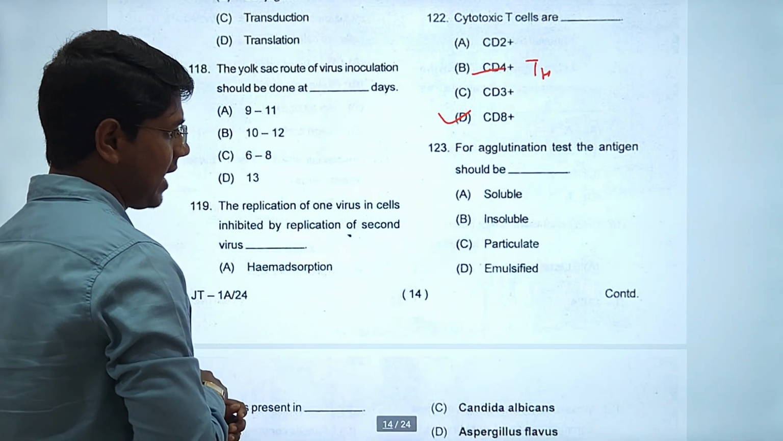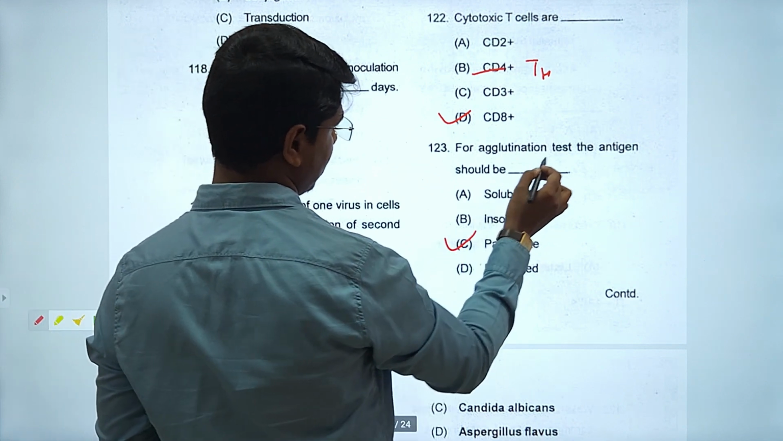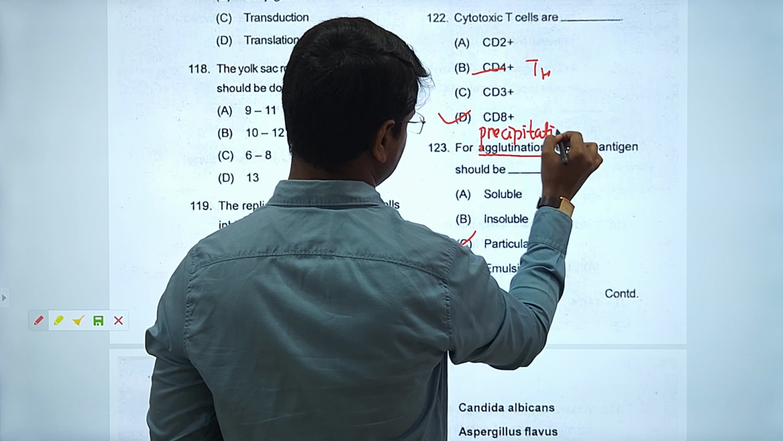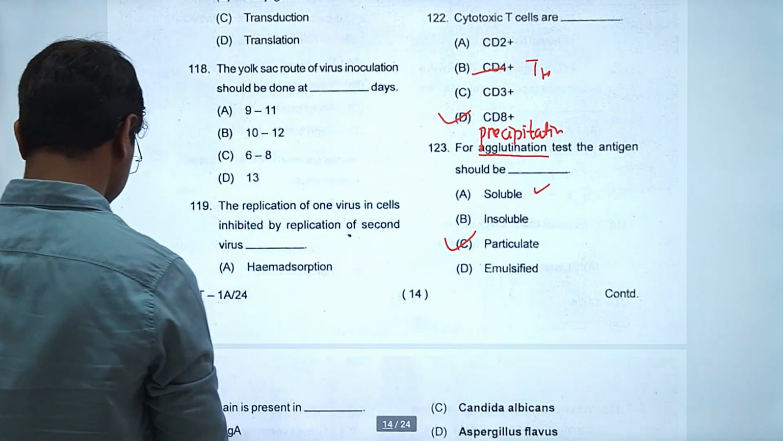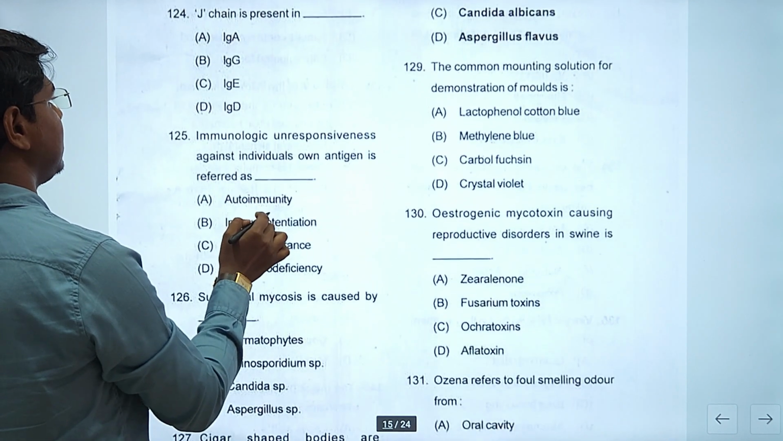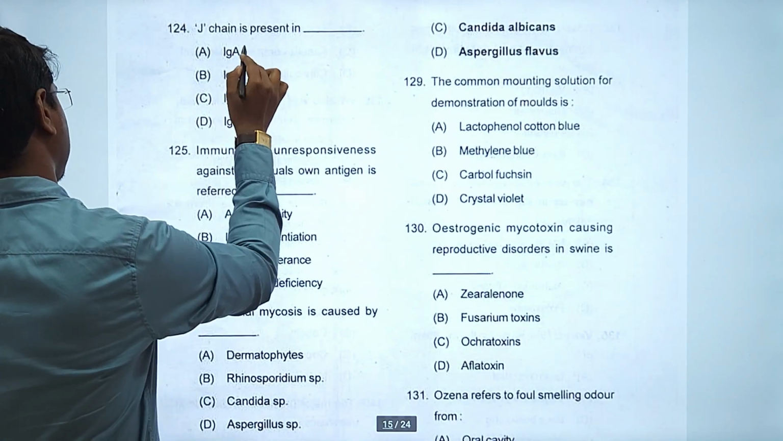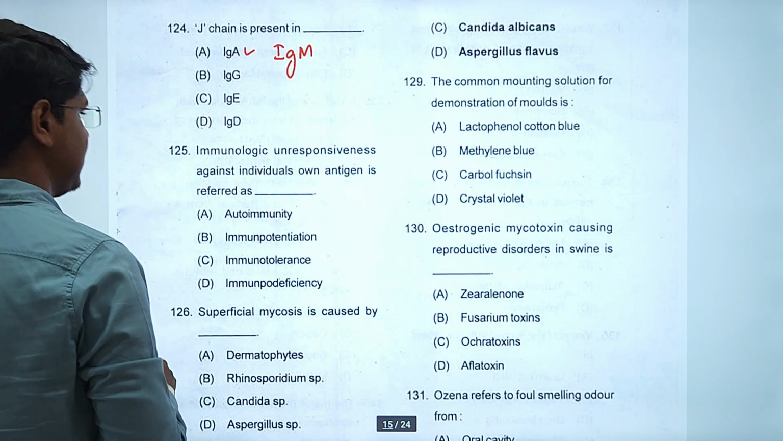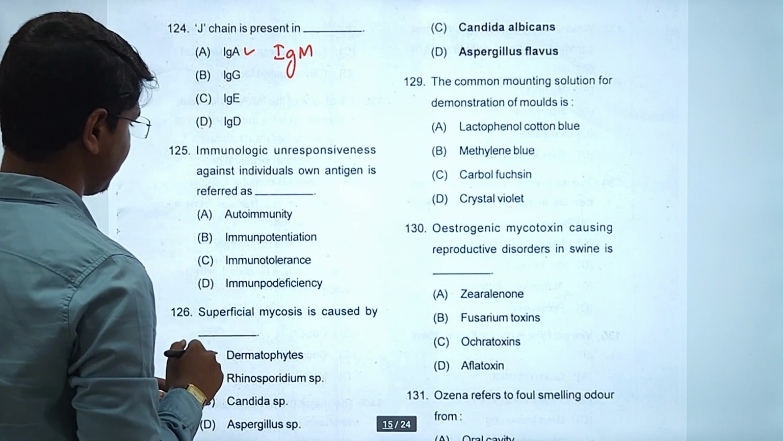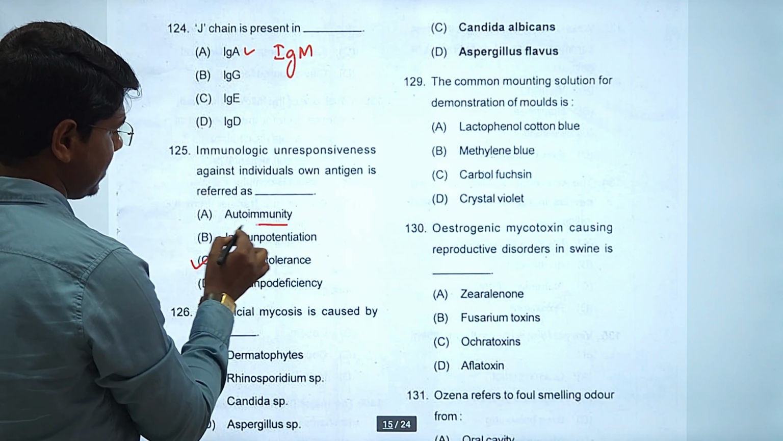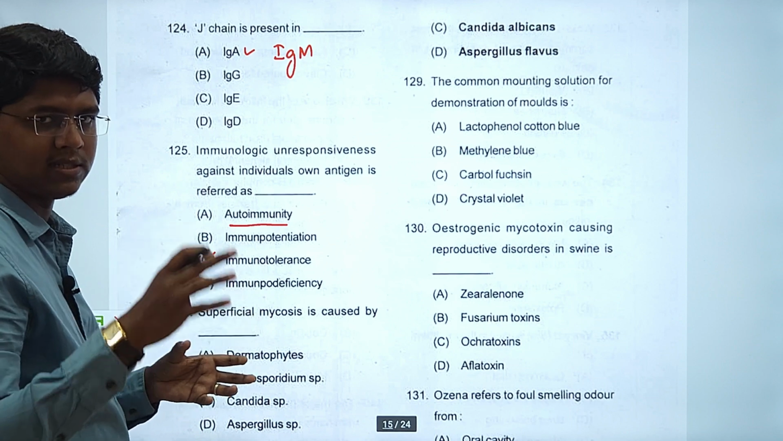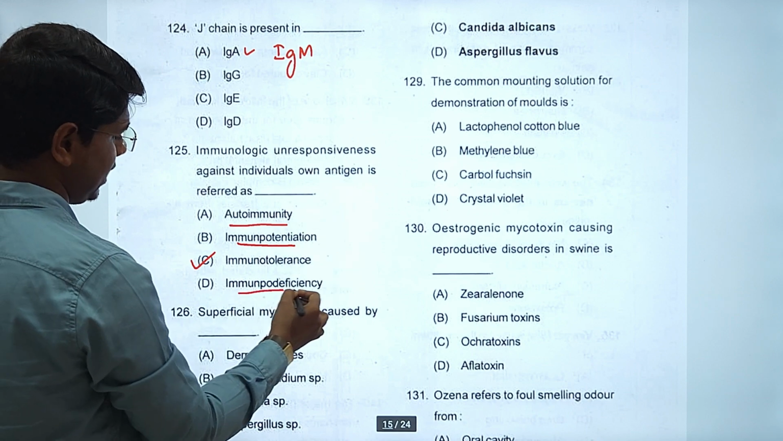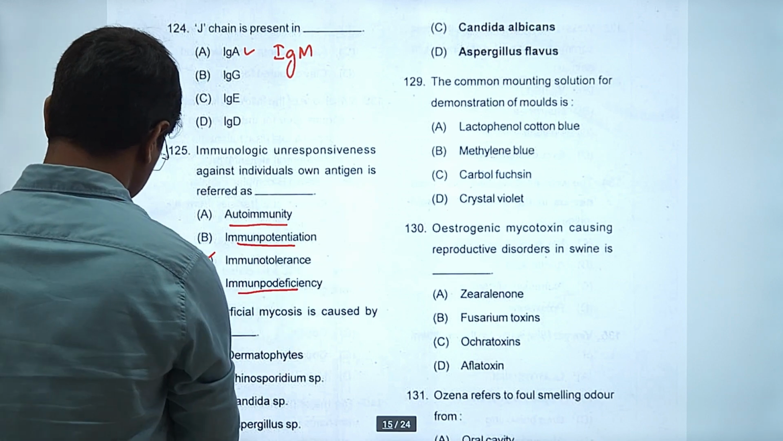For agglutination test, the antigen should be particulate, but for precipitation test, antigen should be soluble. Next question. J chain is present in IgA as well as IgM. Immunologic unresponsiveness against individual's own antigen is referred to as immunotolerance. Autoimmunity means when the immune system attacks its own cells. Immunopotentiation, increased immune response. Immunodeficiency, decreased immune response. Next question.